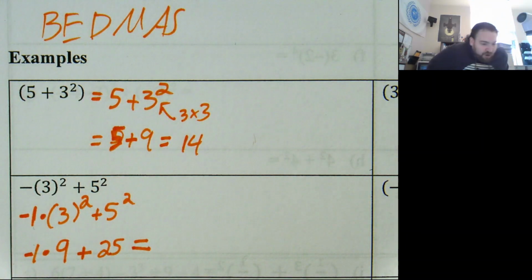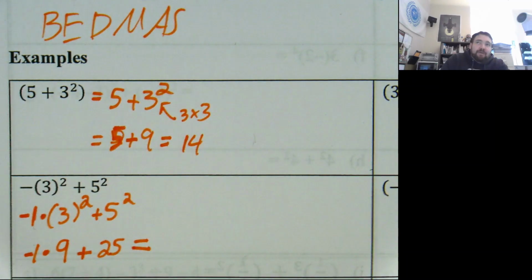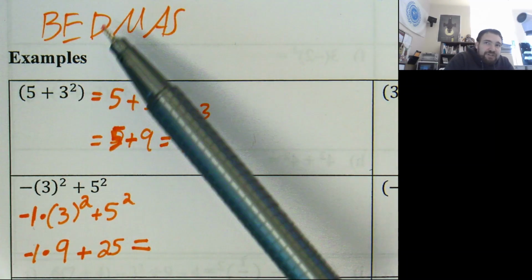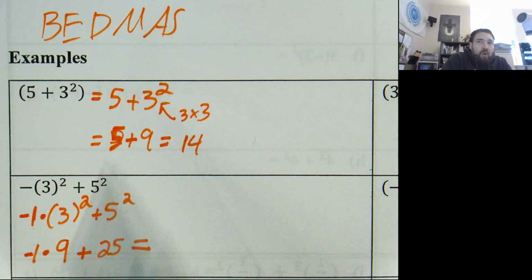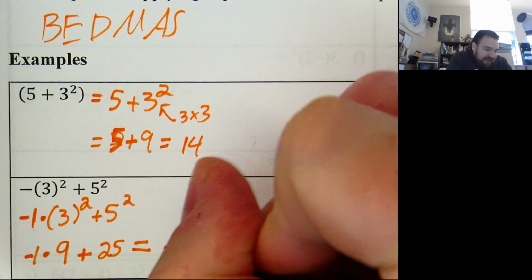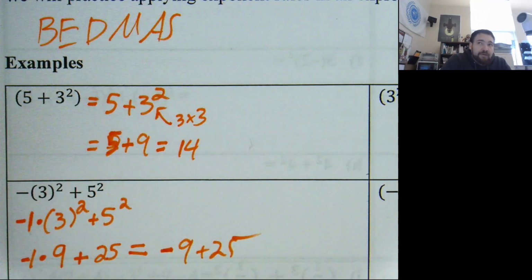Okay, so BEDMAS has happened. We've done the brackets. We've done the exponents. There is no division. Now we multiply. What are we multiplying? Well, a -1 times 9. -1 times 9 is? -9. So I'm going to just get a -9 plus 25 here.